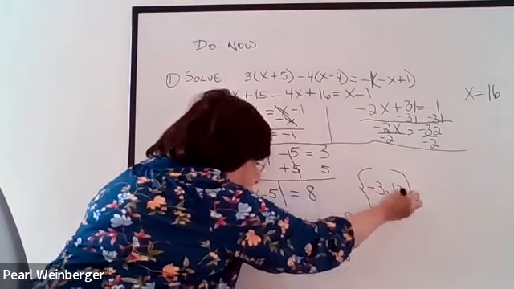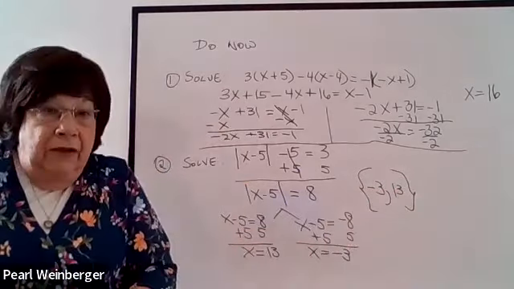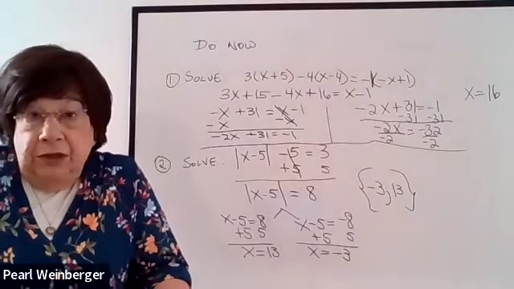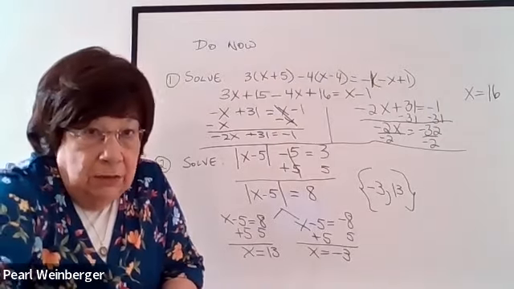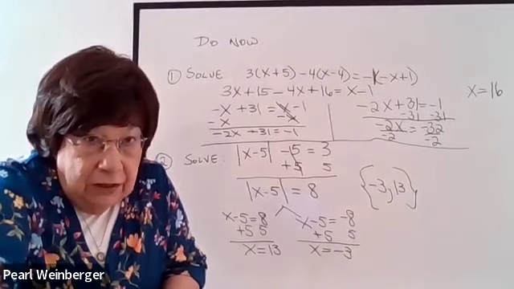And if you don't give both solutions, you have not solved this properly. You will not get credit for it because you must have two solutions. Does anybody have any questions about this at this point?